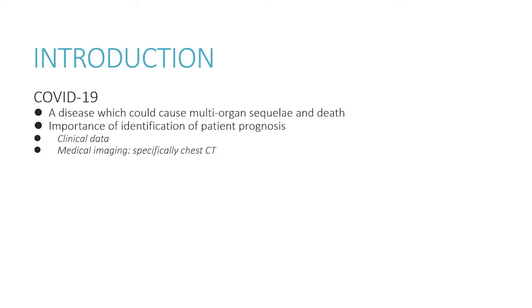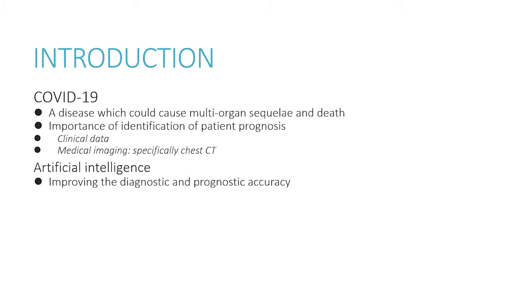Medical imaging, specifically chest CT, is a more specific modality for the diagnosis of COVID-19, and it also has the potential to aid in predicting the severity of COVID-19. Artificial intelligence can recognize features and patterns that are not easily discernible to the human eye, and it has been used to improve the diagnostic and prognostic accuracy of chest CT for COVID-19.